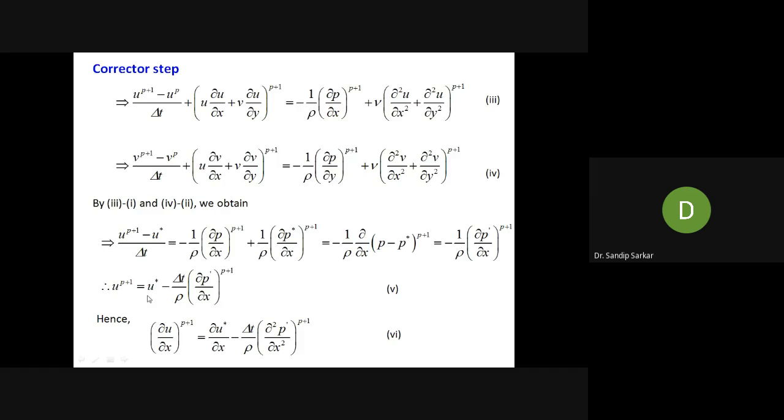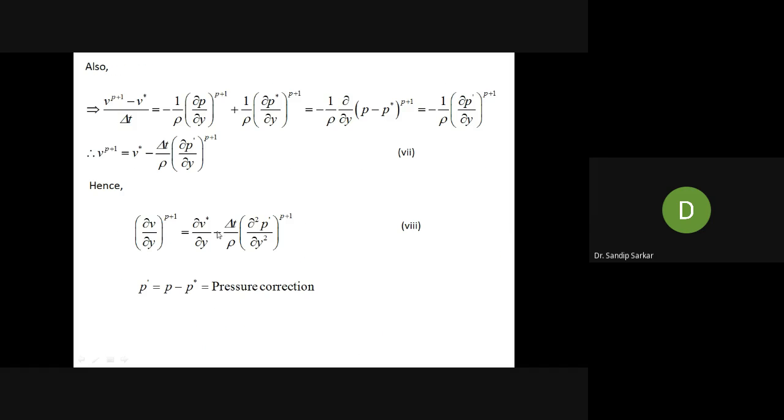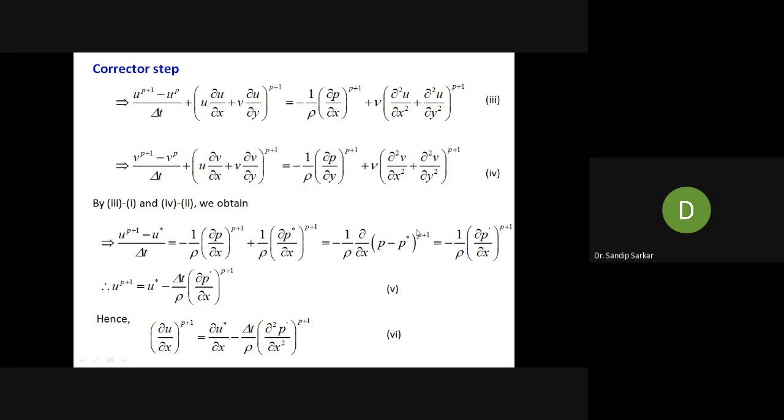Same thing we did for equation number 5, we have obtained for equation number 6, 7, the v momentum equation. From the v momentum we get the v correction. If we take the derivative of it, ∂v'/∂y, we get ∂v^(p+1)/∂y equals ∂v*/∂y minus Δt/ρ ∂²p'/∂y² at p+1. Let us say this is equation number 8 and this is equation number 6.